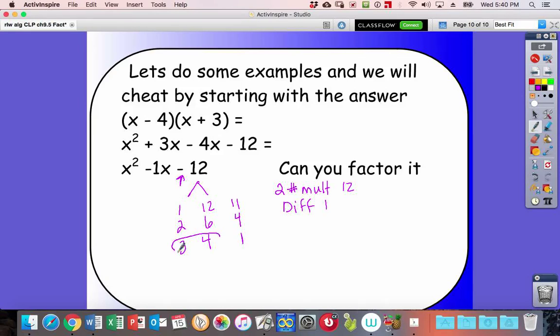So I know I'm going to write these down. I'm going to do (x, 3)(x, 4). Now 4 is the bigger factor. I go look at this sign right here. It's a negative. That one gets the negative. That one gets the positive. Okay, let's give these a try.